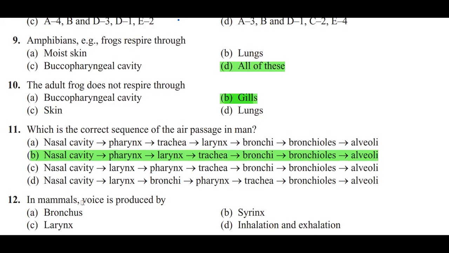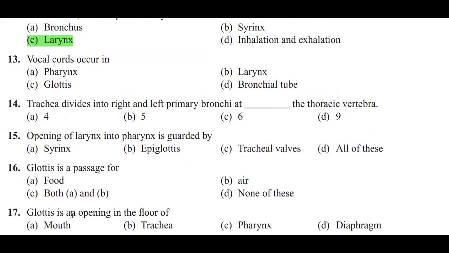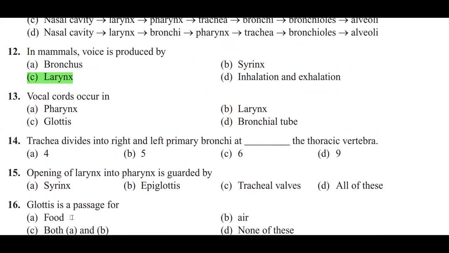In mammals, voice is produced by bronchus, syrinx, larynx, inhalation and exhalation. So in mammals, voice is produced by the larynx. Therefore, it is called the sound box or voice box. Vocal cords occur in pharynx, larynx, glottis, bronchial tube. In larynx.